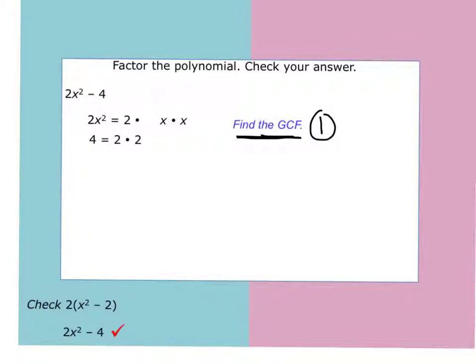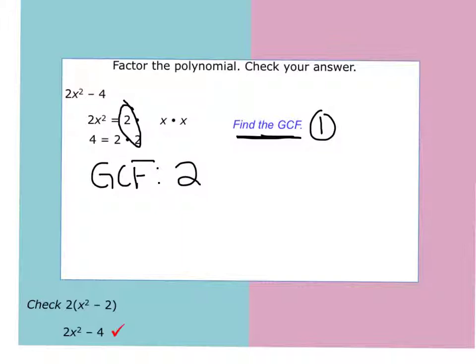And to find the GCF, you can take out all of the prime factors. So this one has a 2 in common, and that's it. Notice that there's no x term with the 4. So what is common between 2 and 4 is 2. So the GCF is going to be 2.